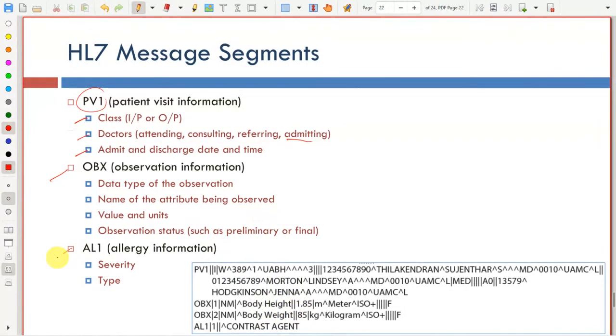Okay. Another message actually is related to the allergy information. Allergy information is very important, basically. So basically, you have a field that would describe the severity of that allergy and basically the type of allergy, or basically which substance would actually trigger that allergy, for example. Okay.